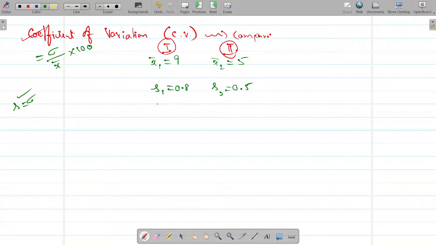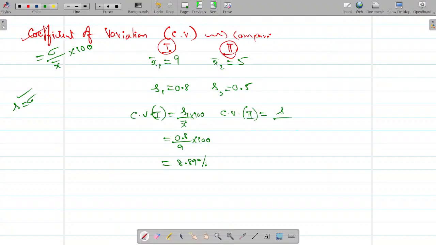Okay. Let us check coefficient of variation of this first group. Tell me. First group, coefficient of variation is S by x bar into 100. Value 0.8 divided by 9 into 100. Give it for two decimals: 8.89%. Over here, coefficient of variation for group 2. Actually, this is S1 by x1 bar, this is S2 by x2 bar into 100. Value 0.5 divided by 5 into 100. You'll get exactly 10%, right?